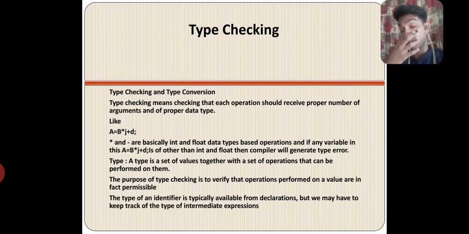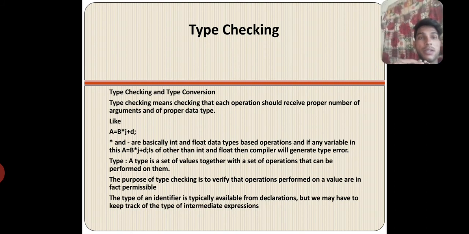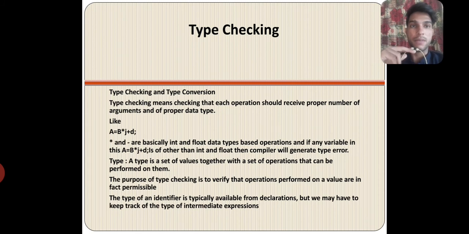So the fourth and last topic is type checking. So what is type checking? Type checking and type conversion. Type checking means checking that each operation receives the proper number of arguments of the proper data type, like a is equal to b star j plus t, basically integer and float data type based operations. If any variable in a is equal to b star j plus t is of a type other than integer and float, then the compiler will generate a type error.